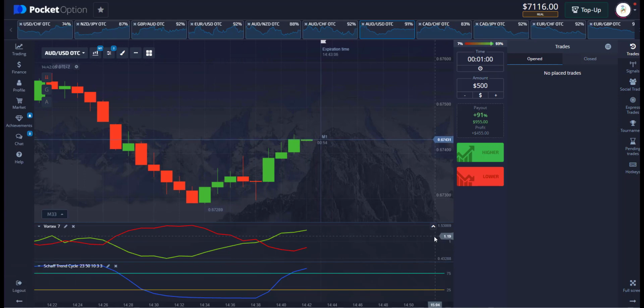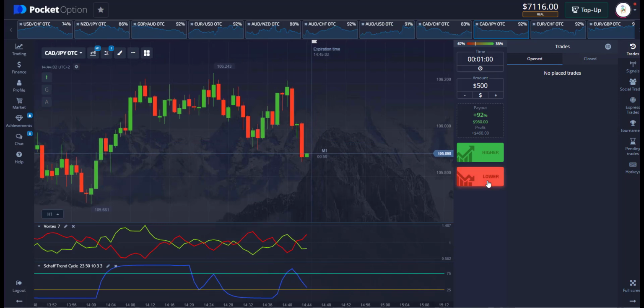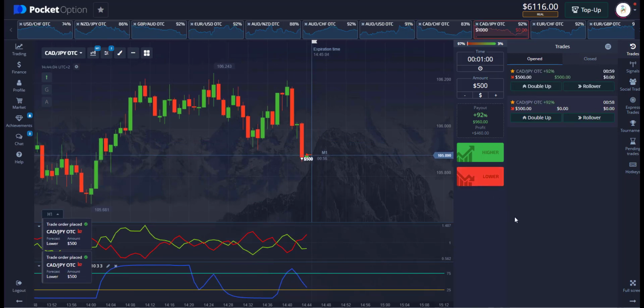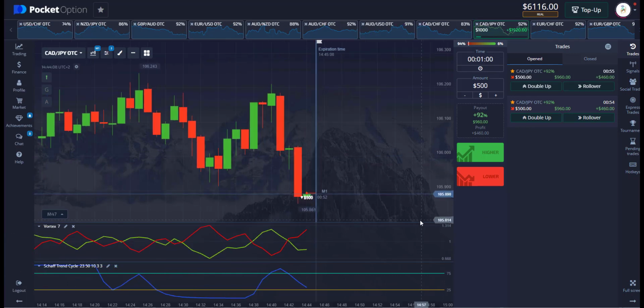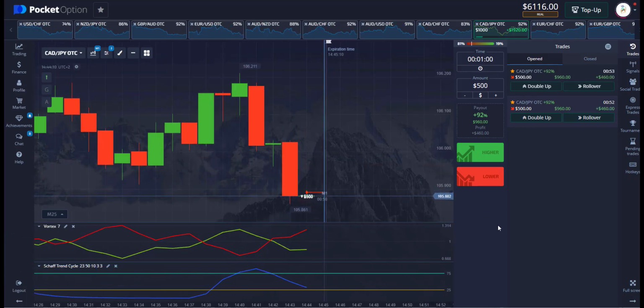Trades closed successfully and now looking for another good moment. Here also I will get 2 trades lower because the Vortex indicator has uncrossed and the Schaff trend cycle indicator is heading towards the downside. I apply the strategy in this way, and as you can see, the trades so far are still good.